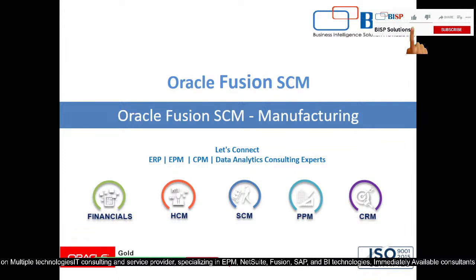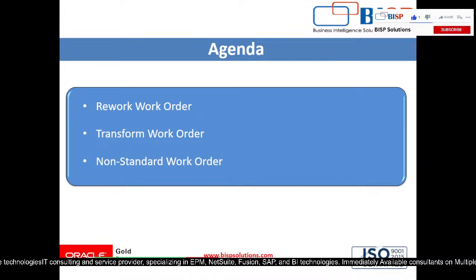So let's start today's session with today's topic. This is our today's agenda. We will start by covering the transform work order, and at the end we will see the non-standard work order, right? In our last sessions, we have already seen what a work order is and what the standard work order is, and how we create the standard work order in our application. In today's session, we will cover the rest of the work orders, that is the rework work order, the transform work order, and the non-standard work order, right?